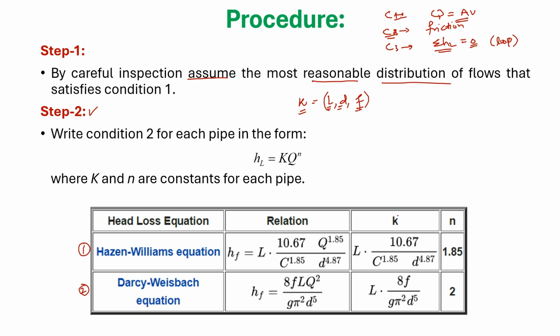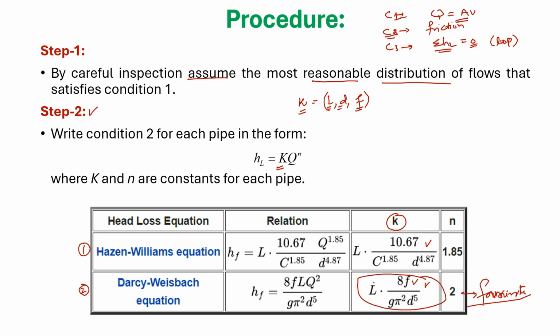In Hazen-Williams, the value of K is L times 10.67 divided by C raised to power 1.85 and D raised to power 4.87. And for the Darcy-Weisbach equation, K is equal to L times 8F divided by g pi squared D raised to power 5. You can use both of them depending upon the requirements. But in most cases, the Darcy-Weisbach equation is the favorite one. So K is this one.